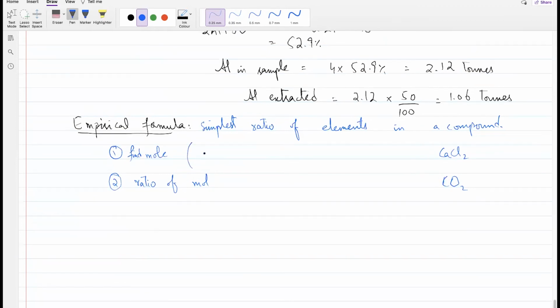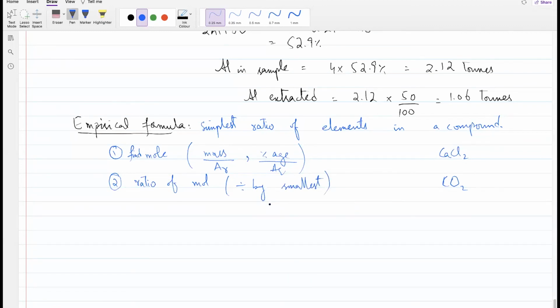So whatever it is, to get moles, you take the mass. If they've given you the mass, you divide by AR. If they've given you percentage, you still divide by AR. Why? Because the total percentage is 100%, so we can think that we have 100 grams of that thing. So it can be converted to mass again. And for ratios, you simply divide by the smallest.